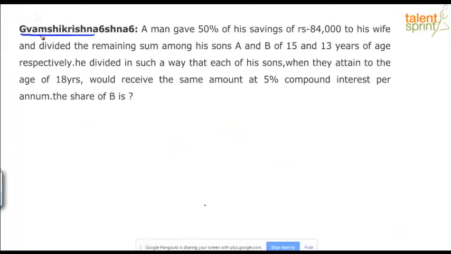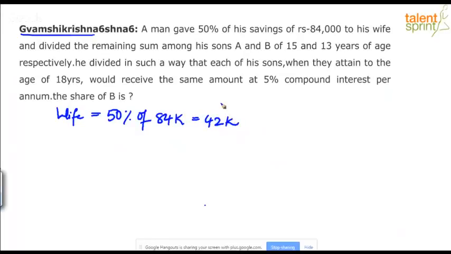A man gave 50% of his savings of rupees 84,000 to his wife and divided the remaining sum among his sons. So how much will wife get? Let us do it straight away. Wife will get 50% of 84,000, which is equal to 42,000.